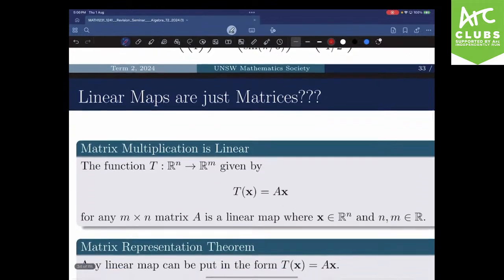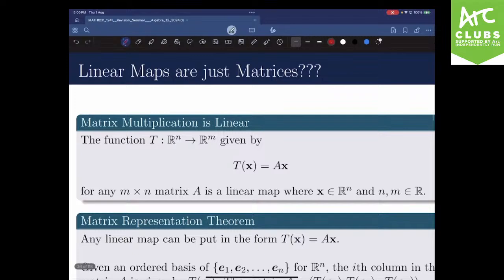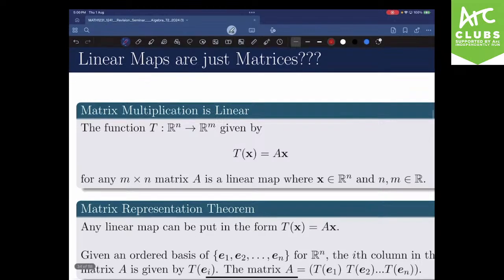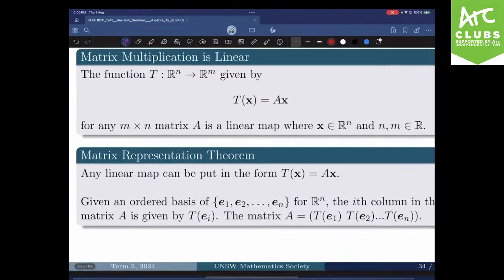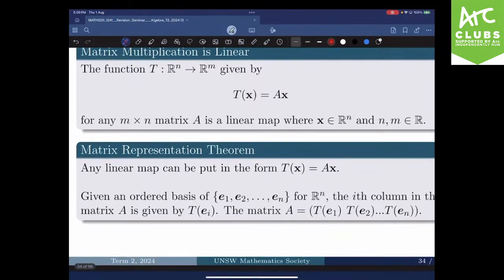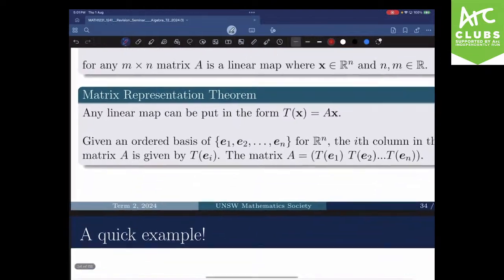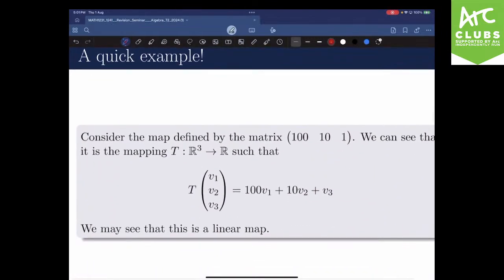Okay. One thing to point out here, just a little interlude, is that linear maps are just matrices. Basically, any matrix is a linear map. We can see matrices as a vector space, where matrix addition and scalar multiplication are preserved. And also, any linear map can be represented by a matrix. So we note that there's a bijection between the two sets. We can illustrate this with an example.